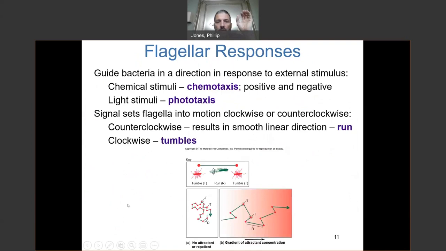Okay, flagella responses. They guide the bacteria in a direction in response to an external stimulus. So once again, it's going to go by chemotaxis, the chemical gradient. Chemical stimulus, positive or negative. If it's something it wants or needs or likes, it's going to go towards it. If it is negative, it's going to tumble away. All right, so counterclockwise is a run, clockwise is a tumble. So if it wants to go towards something, it goes counterclockwise. If it wants to move away from it, it goes the other direction.